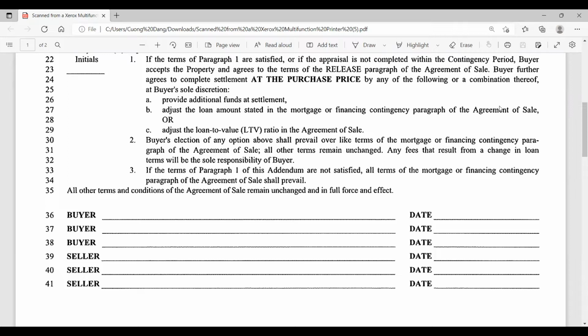Any questions? Any scenarios you want to ask? Now, one thing I didn't ask was, when do you use this appraisal contingency form?